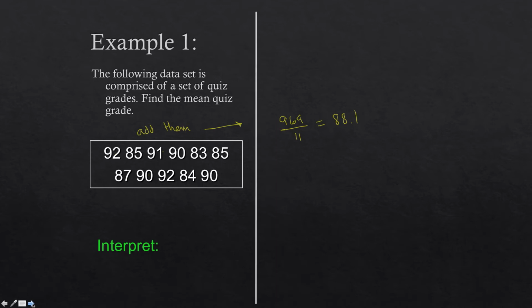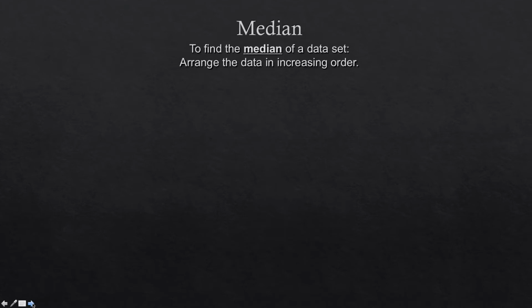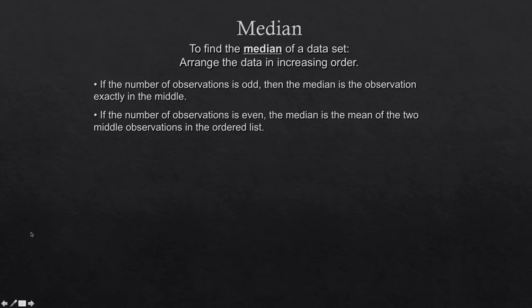All right, so let's look at median. Now, to find the median of a data set, and this is very important, and this is what students tend to forget when they're working these exercises: arrange the data in increasing order. Once you do that, if you have an odd number of data, then the median is in the exact middle. It's the middle number. But if you have an even number of data, then the median is the mean of the two middle observations.